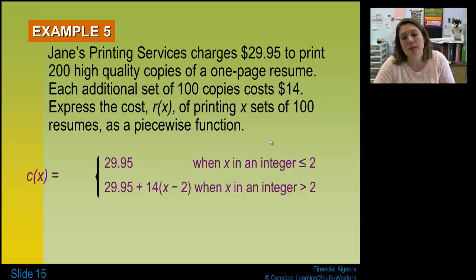So here is your piecewise function. So it's $29.95 when x is an integer. Now it has to be an integer because we have to do it in whole numbers here. That is less than or equal to 2. Okay? And then $29.95, that's for the first 2 sets of 100. Then $14 for each set after the 2. So again, when x is an integer, because we can't have decimals here, they have to be complete numbers, that is greater than 2. So here is your piecewise function for example 5.